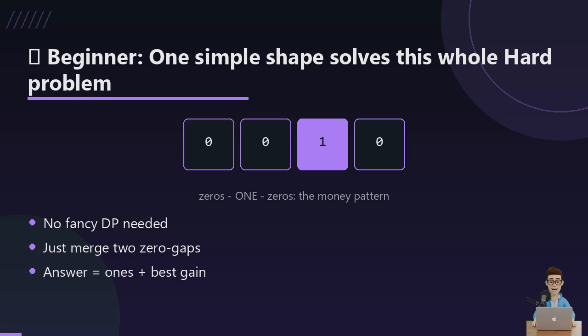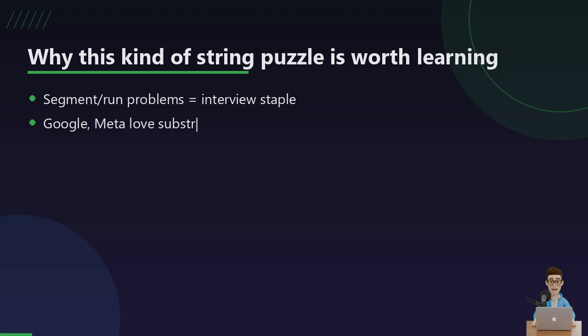By the end of this video, you'll spot that little sandwich in seconds. Take a breath, we'll go slow. First, let me define one thing. A string is just a line of characters. Here it's only zeros and ones. A range query means someone asks a question about one chosen slice of that string, not the whole thing.